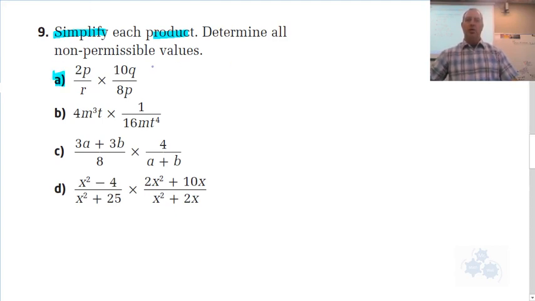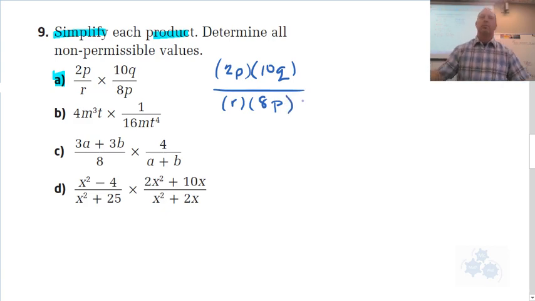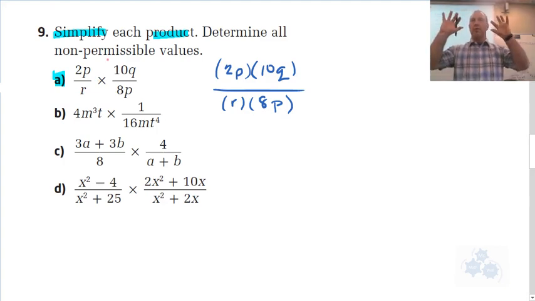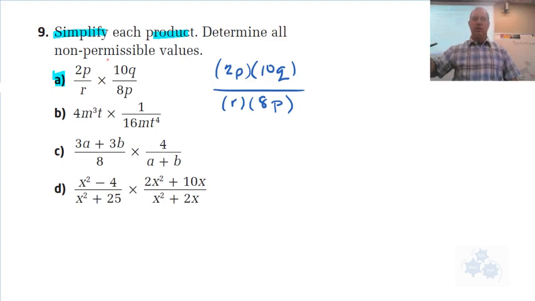Okay? So I have 2p over r times 10q over 8p. What you could do is write all of this on the top as multiplied factors, like that, and everything on the bottom as well as multiplied factors, if you wish. You don't have to rewrite that, but I'm going to show you that these two separate rationals multiplied together can be just squished together as one rational that's multiplied everything on top and then divided by the multiplication of everything on the bottom. So this is what I'm looking at.